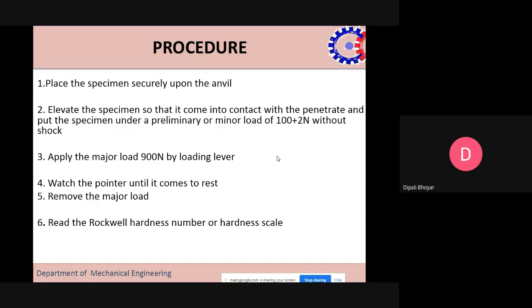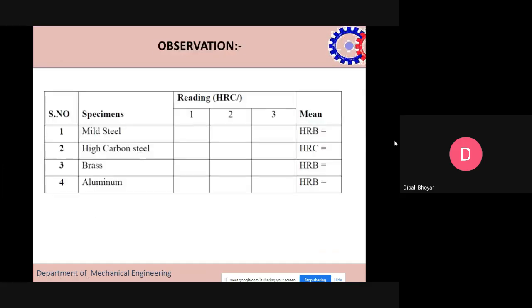Then we apply the major load of 900 Newton with the help of this loading lever. When we apply the load, the indenter presses into the circular plate, and we get a particular depth of penetration. With the help of that indicator, we get a Rockwell hardness number on the B scale, and then we can find out the hardness of the particular specimen.